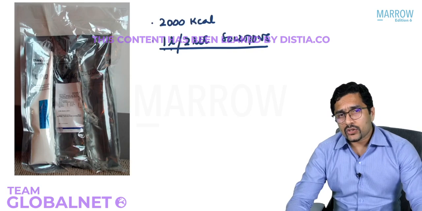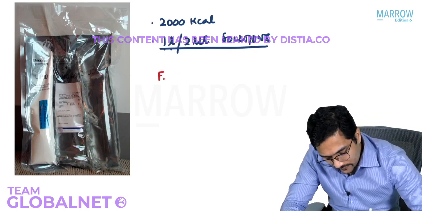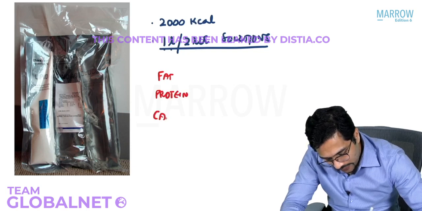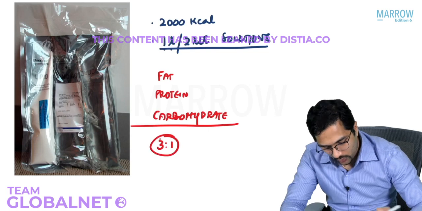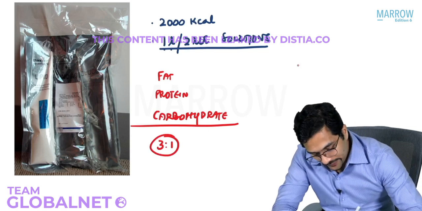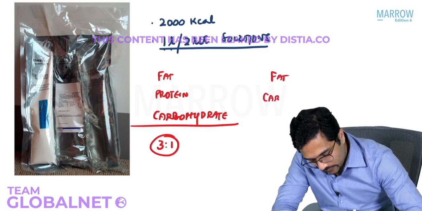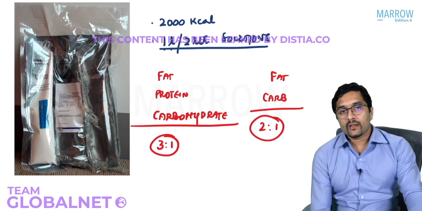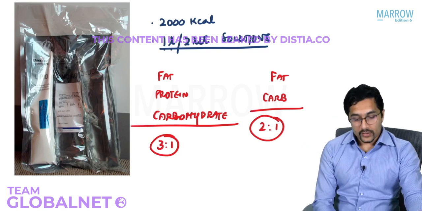And TPN solutions can have a combination of fat, protein, and carbohydrates, right? So it can either be a 3:1, that can be fat, protein, and carbohydrate all mixed into one, or it can be 2:1, that is fat and carbohydrate. There are certain TPNs where they add micronutrients to the TPN also.